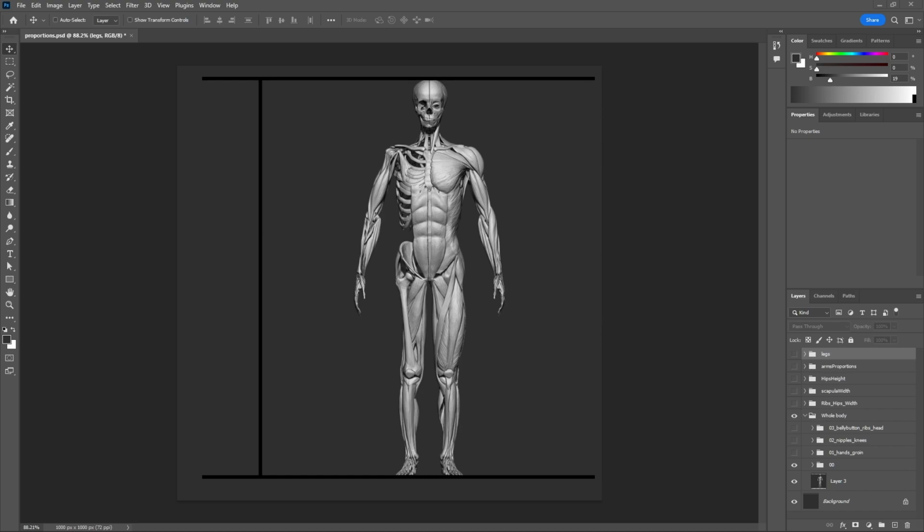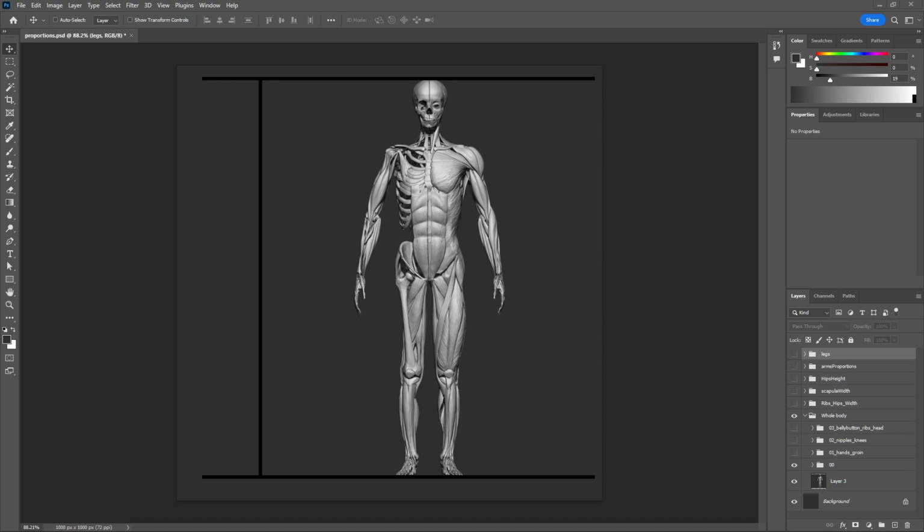How long are the legs compared to the torso? How large is the skull? How large are the arms? And so on. There is, of course, an insane amount of variation between people, but it's still really useful to look into and understand generic proportions of the figure.